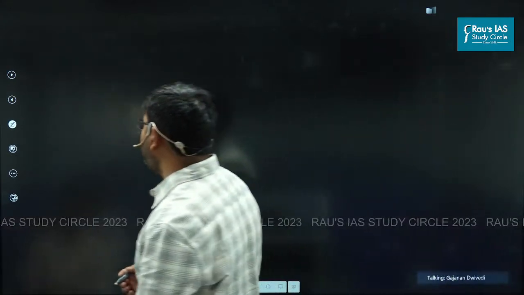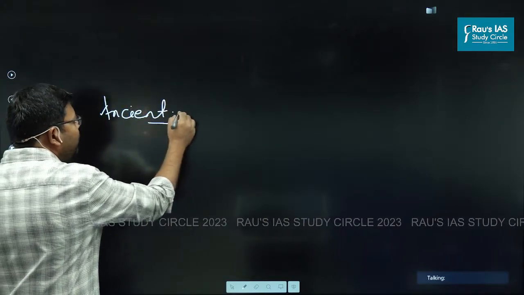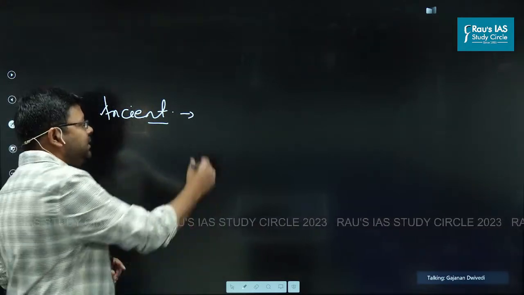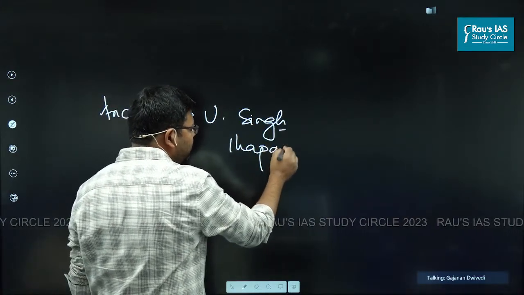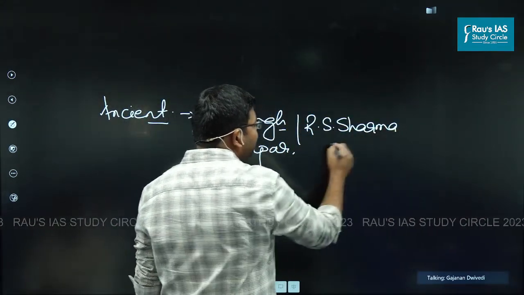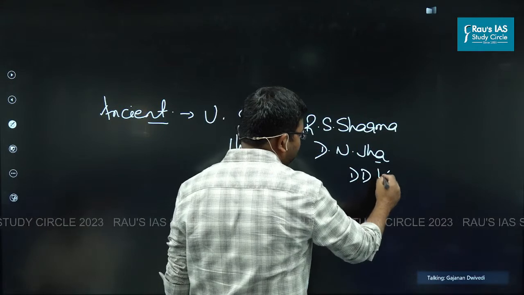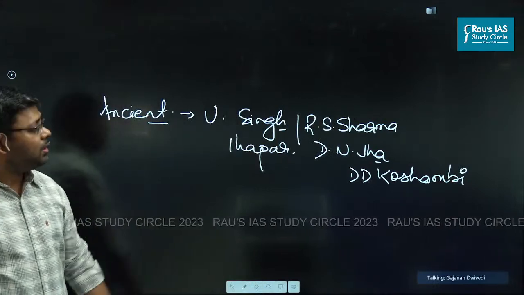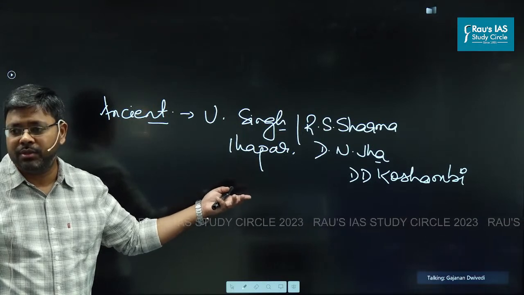Suppose you talk about ancient India, what are the good books for it? Upinder Singh is a very good book. But don't you think Romila Thapar is also a very good book? R.S. Sharma is also very good. Then D.N. Jha is a very good book. Then D.D. Kosambi is a very good book. All these are very good books. There are so many other books as well, but I'm talking about the best books so far.